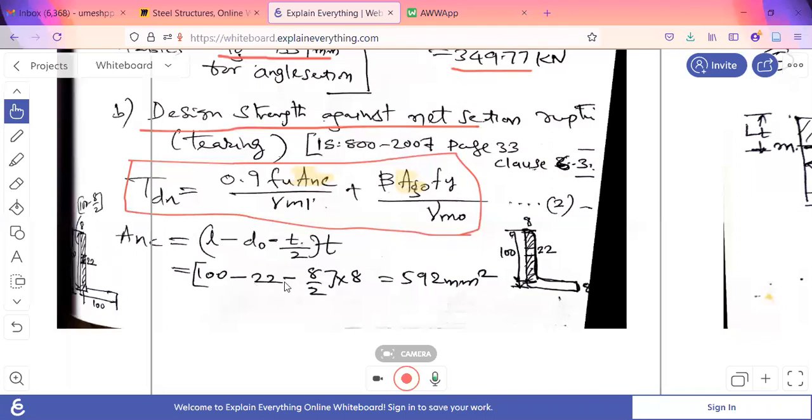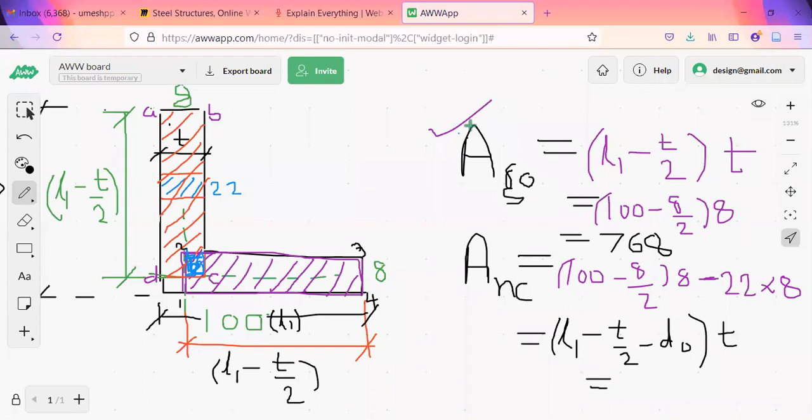So 100 minus 22 minus 8 by 2. See, the only difference between this and AG naught is that the outstanding leg has no hole, so simply 1, 2, 3, 4 is the area. The connected leg has a hole of 22 mm diameter, and I have to subtract that much. That is, again, it is A, B, C, D, the same area minus the area of the hole. You have to subtract it. That is what I have done.